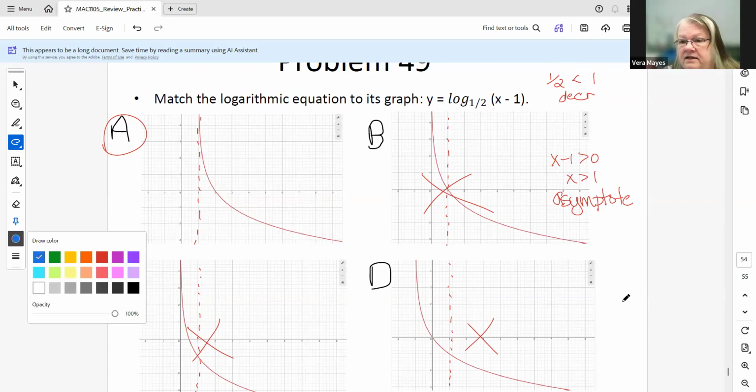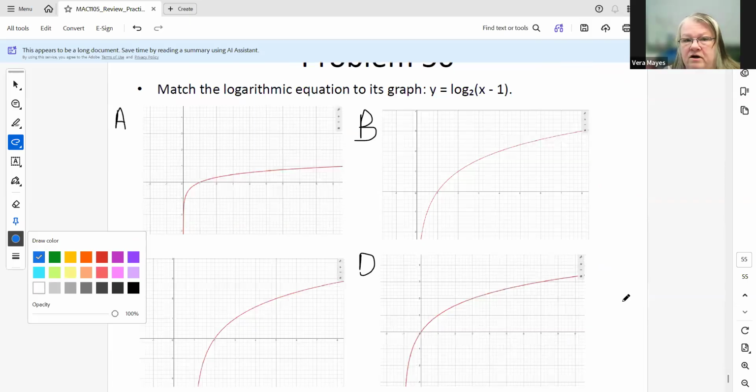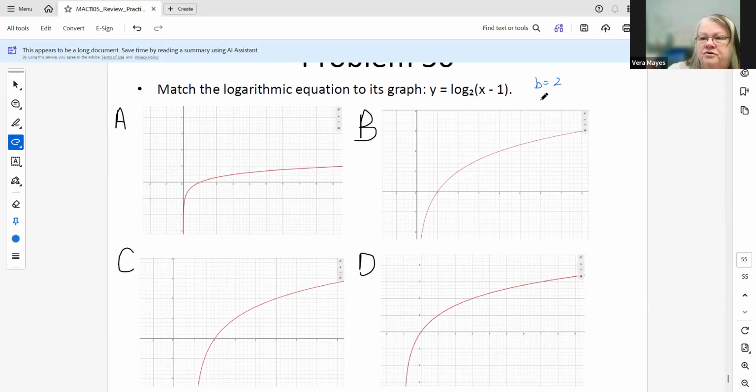All right, I think the last one is also a log. Okay, again, let's use what we know about logs. The base here is 2. 2 is greater than 1, so this should be an increasing function. Are they all headed up? Yes, yes, yes. Okay, let's find our asymptote again. It's x - 1 greater than 0. Or you can set it equal to 0, actually. All right, so x equals 1.